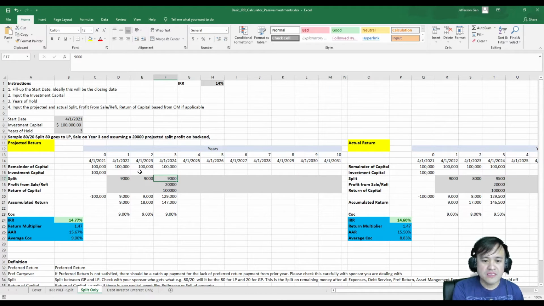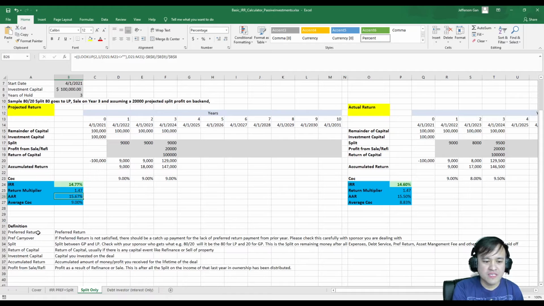Then in this sample, there will be a sale on year 3. Then the projected sale profit will be 20,000 on year 3. Then they will return the capital, so 100,000. So overall is 129. So the IRR for this is 14.77%. Then the return multiplier for this is 1.47. That means you earn 47,000 with your capital of 100,000. So your average COC at this level is 9%. Then the AAR will be just the 47 divided by 3. So that's how this is getting calculated.